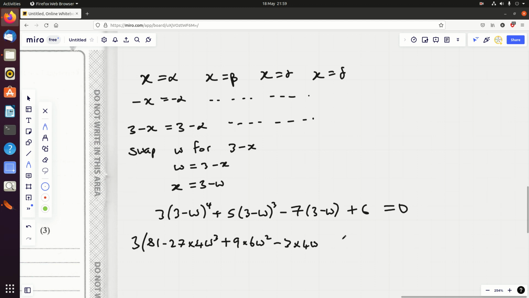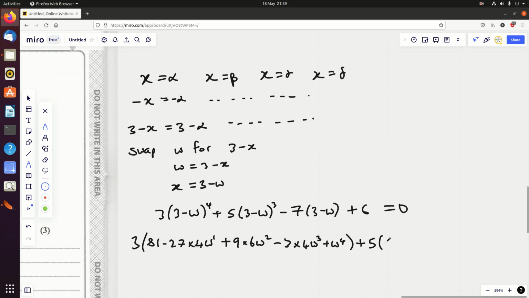Then w, cubed, sorry. Let's just get this right, because this should be w to the power of 1, I apologise. And then this is going to be w cubed, and then lastly you're going to have plus w to the 4. That's just that first bracket expanded. I've still got to times it by 3.